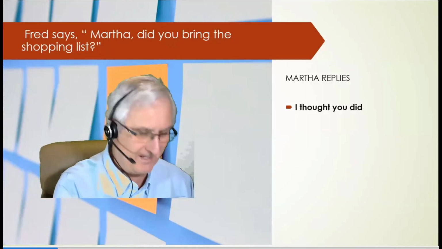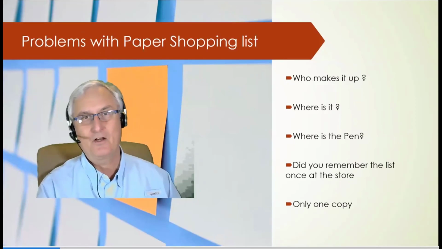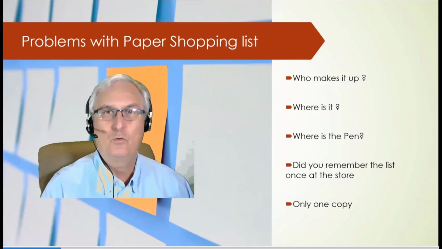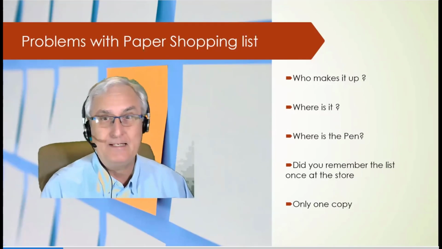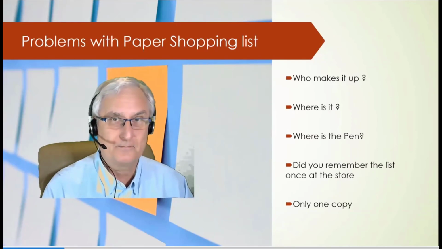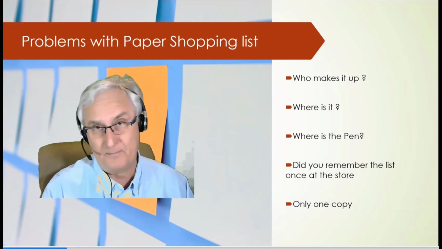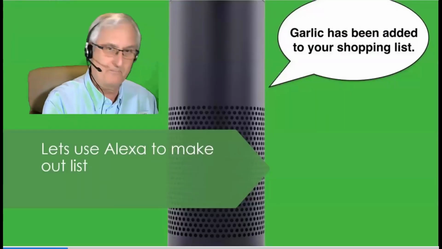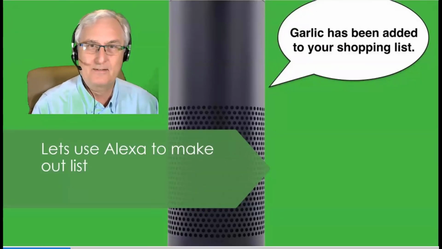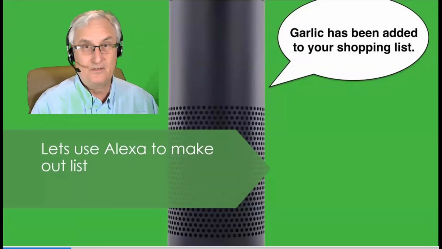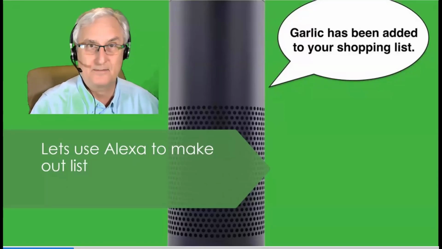So, problems with shopping lists. The problem with paper shopping lists are: who makes it up? Where is it? Where is the pen for the shopping list? And did you remember the list at the store? And the problem also is there's only one copy. So let's let Alexa make our shopping list. You'll see that garlic has been added to the shopping list. Let's see how this all works out with Alexa.